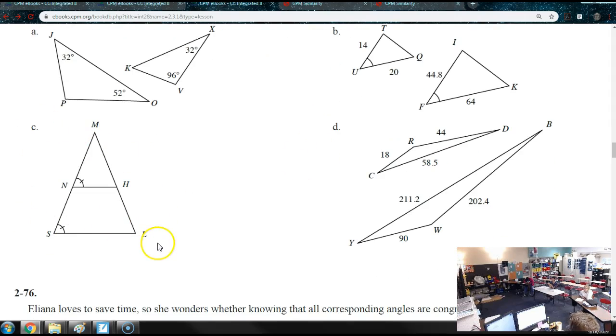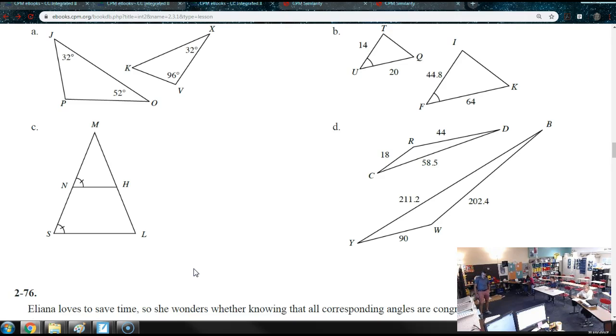What about part C? Wait, are those lines? Because they both share an angle. Oh, they do both share M. They have two angles that are similar, so that means that the third angle has to be as well. There you go. I didn't even have to use my pen.